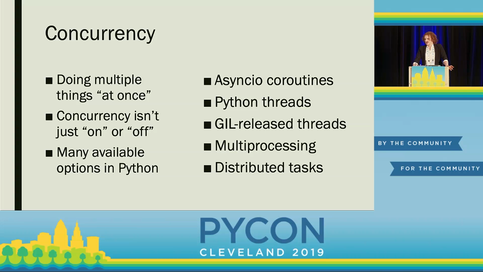So concurrency then isn't just something that you turn on or off. It's something that's more qualitative. And so today we're going to be talking about some of the things that lend different qualities to different concurrency models in different circumstances and why we might want to choose each model. There are a bunch of options in Python, but today we're just going to be talking about 5. Async I/O coroutines, Python threads, the much scarier global interpreter lock release threads, multiprocessing, and distributed tasks using frameworks like Hadoop.